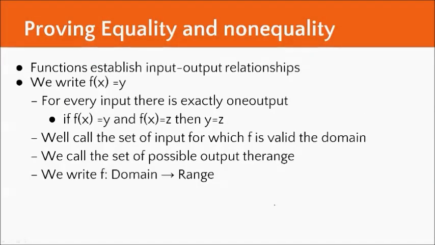Proving equality and non-equality. So function establishes an input-output relationship. We write f(x) is equal to y. For every input there is exactly one output. If f(x) is equal to y and f(x) is equal to z, then y is equal to z. We call the set of inputs for which f is valid the domain, and we call the set of possible outputs the range. We write domain, range.